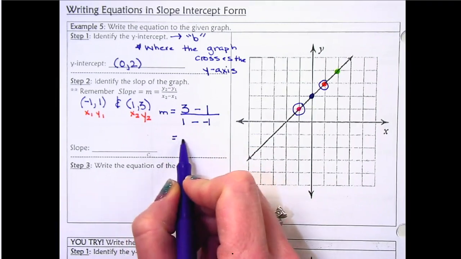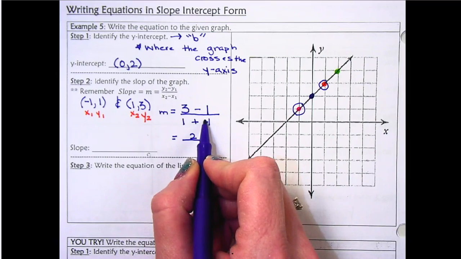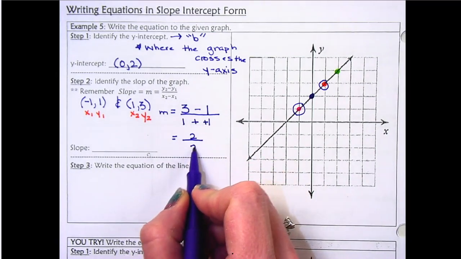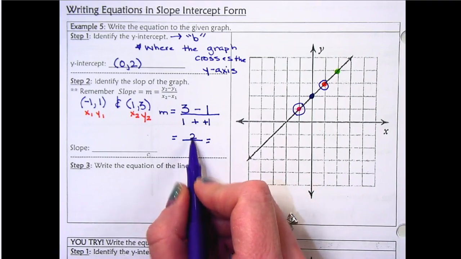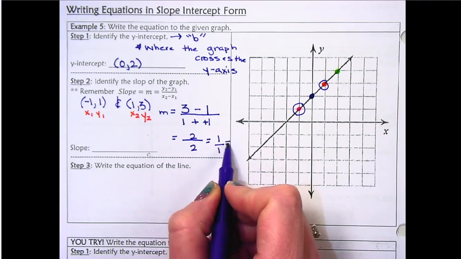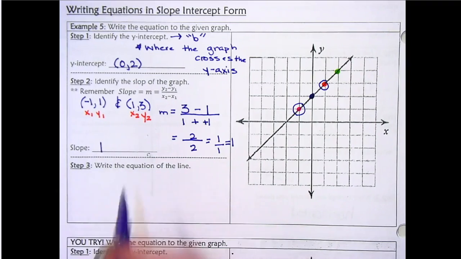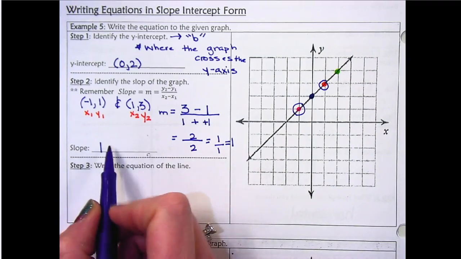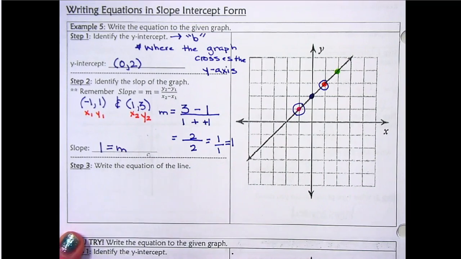My numerator simplifies to 2. My denominator, minus a negative, becomes plus a positive, and it simplifies to 2. This now equals 2 over 2, which can reduce to 1 over 1, or simply 1. So my slope of this line is 1. If you prefer to write it 1 over 1, that's fine too. And let me remind you that the slope is represented by the letter m.